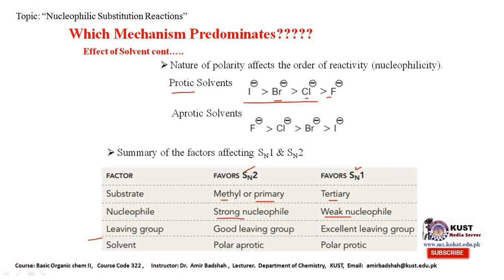Similarly, the nature of the leaving group can affect both SN1 and SN2. Excellent as well as good leaving groups are necessary for SN2, but for SN1, the leaving group should be an excellent leaving group. Similarly, the solvent can also affect SN2 and SN1. If the solvent is polar aprotic, then it will favor SN2, and if it is polar protic, then it will favor the SN1 mechanism.